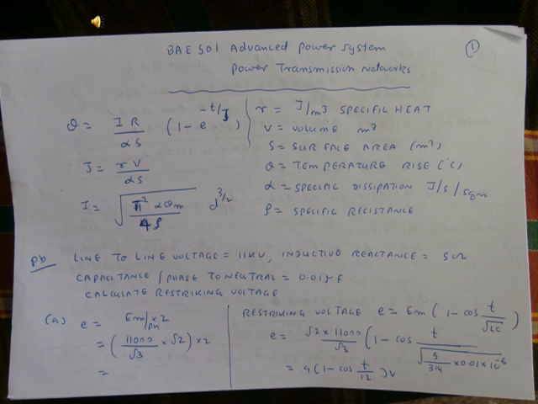So J is equal to RV by alpha S, and I is equal to the square root of pi square alpha theta M divided by 4 rho, multiplied by D to the power 3 by 2. And then we solve the problem.